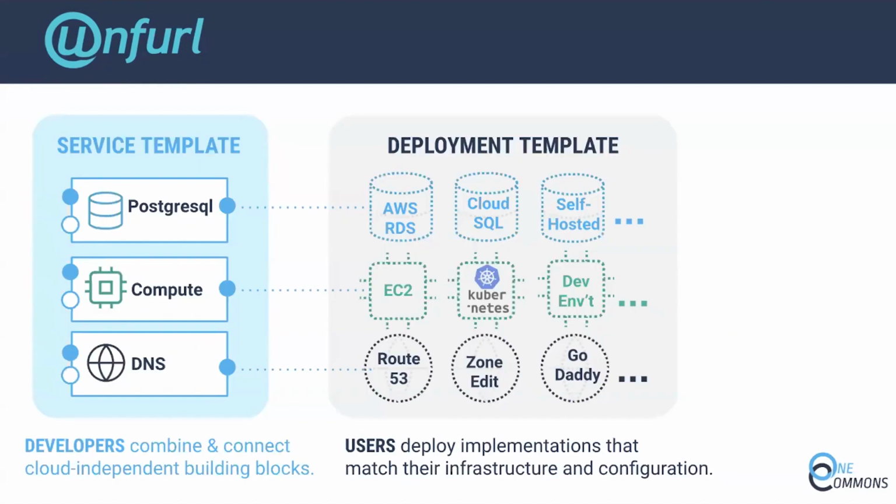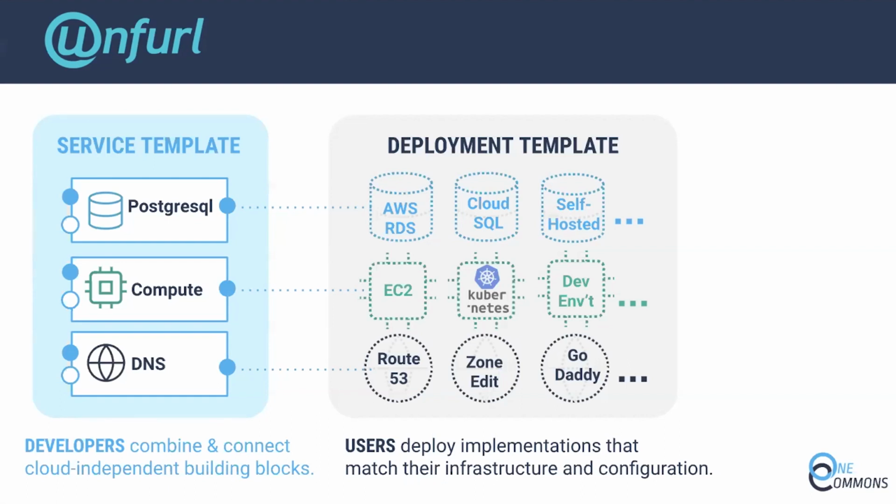So what that enables is developers, open source developers, can easily build these service templates, which are these abstract descriptions of what the application depends on. It could say, hey, it needs a Postgres database, for example. It needs a compute instance with this sort of capabilities, and maybe it needs to connect to DNS. So the developers can develop these simple abstract descriptions.